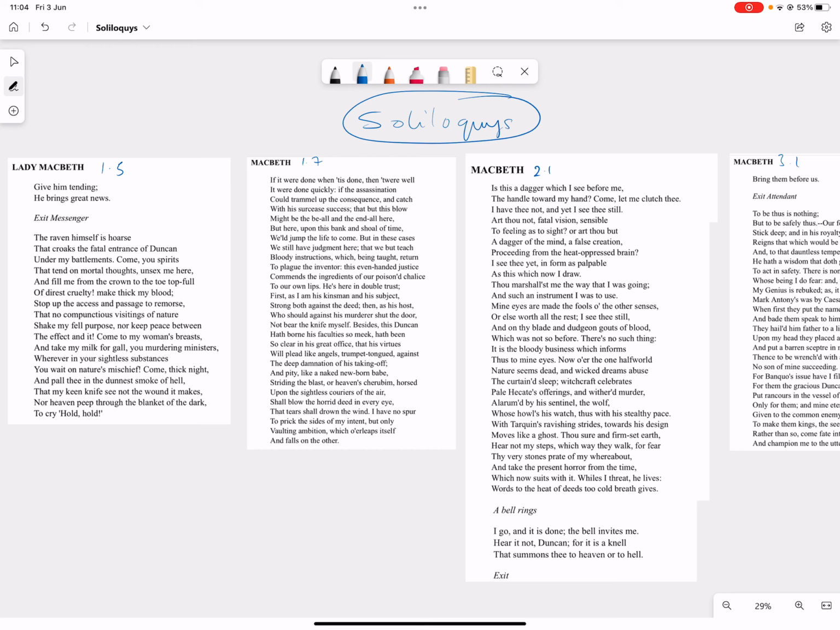Today we're going to be looking at soliloquies and why there are so many of them in this play, what they do. You might get one of these as an extract, and how would you go about attacking that in terms of analysis. What is a soliloquy?